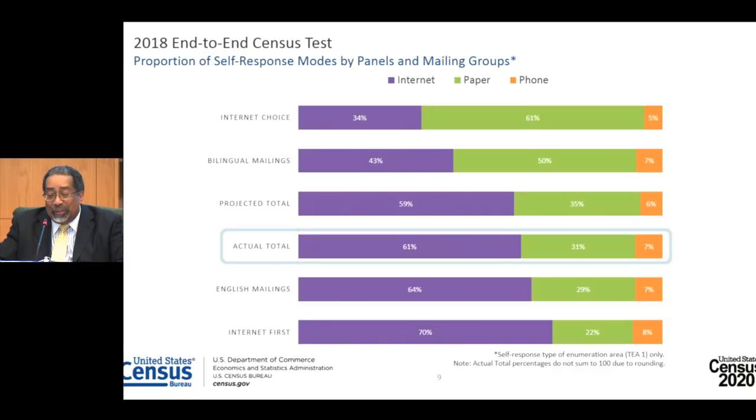While only 34% of those who responded in the Internet Choice group chose the Internet as their primary mode, responding primarily on paper. This distribution also varied between the group who received mailed materials in English and the group that received bilingual mail materials. Almost 2/3 of the respondents from the group that received mailed materials in English chose the Internet to respond. On the other hand, half of the respondents from the group that received bilingual mail materials chose to respond via paper.